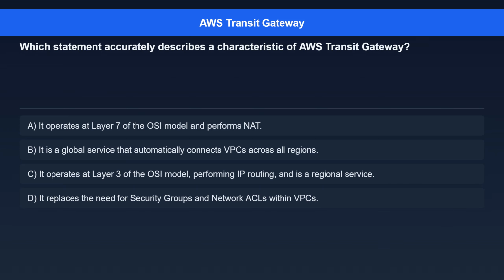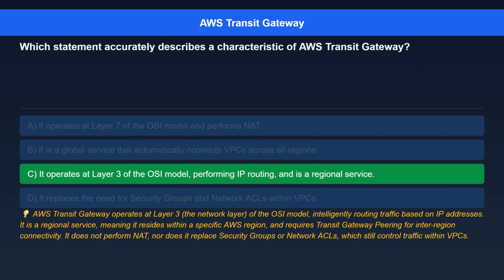Question 2. Which statement accurately describes a characteristic of AWS Transit Gateway? Option A. It operates at layer 7 of the OSI model and performs NAT. Option B. It is a global service that automatically connects VPCs across all regions. Option C. It operates at layer 3 of the OSI model, performing IP routing, and is a regional service. Option D. It replaces the need for security groups and network ACLs within VPCs.